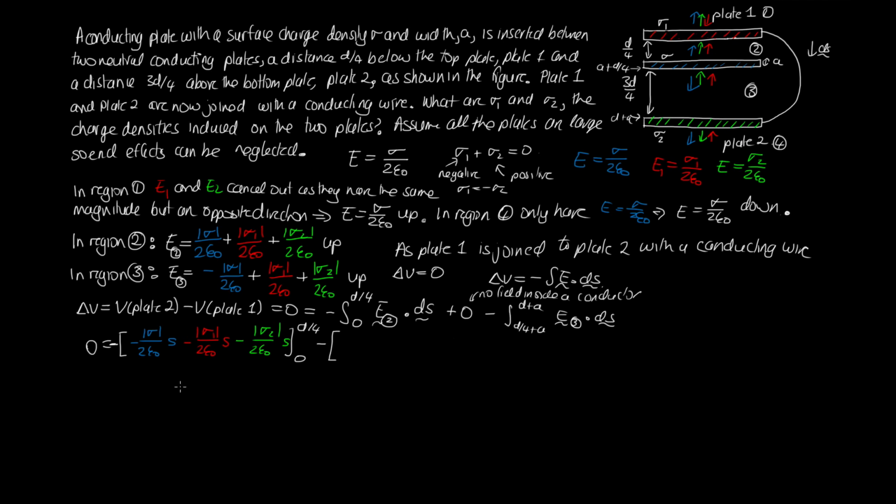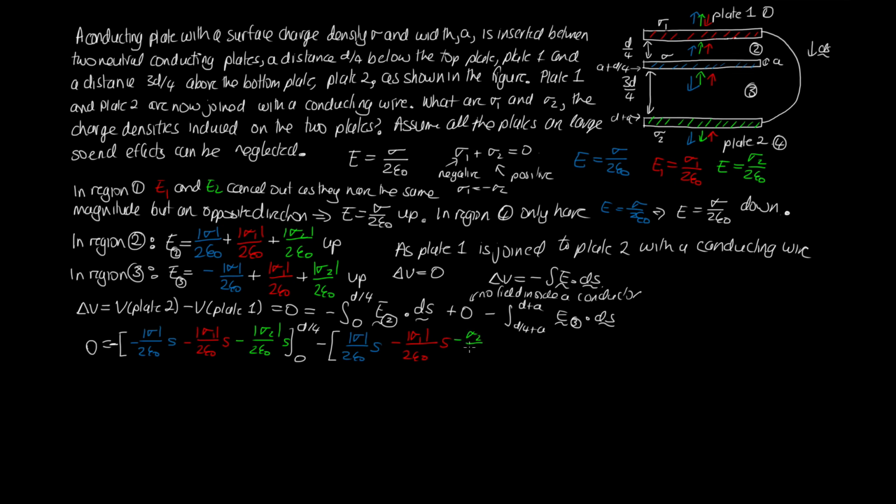Here we've got, so we're still going down. So this first term in this case is actually positive because they're in the same direction. So we'll have sigma over 2 epsilon naught s. And now the rest of the terms are in the opposite direction again. So minus sigma 1 over 2 epsilon naught s.